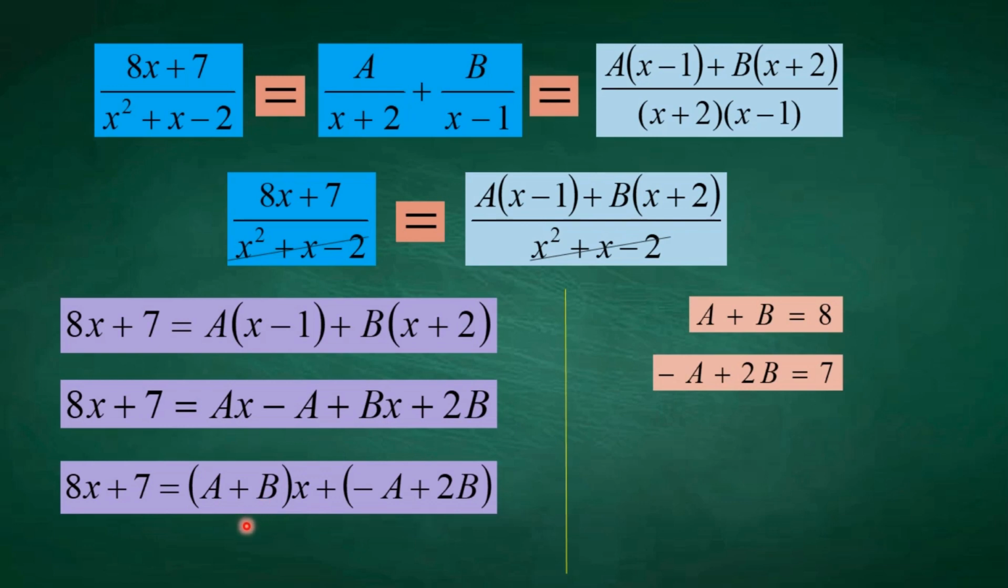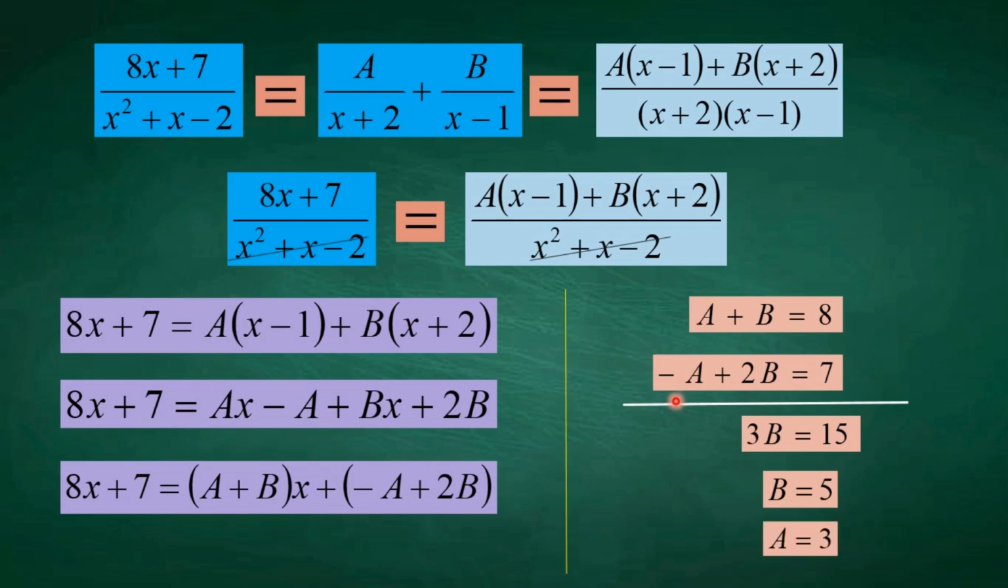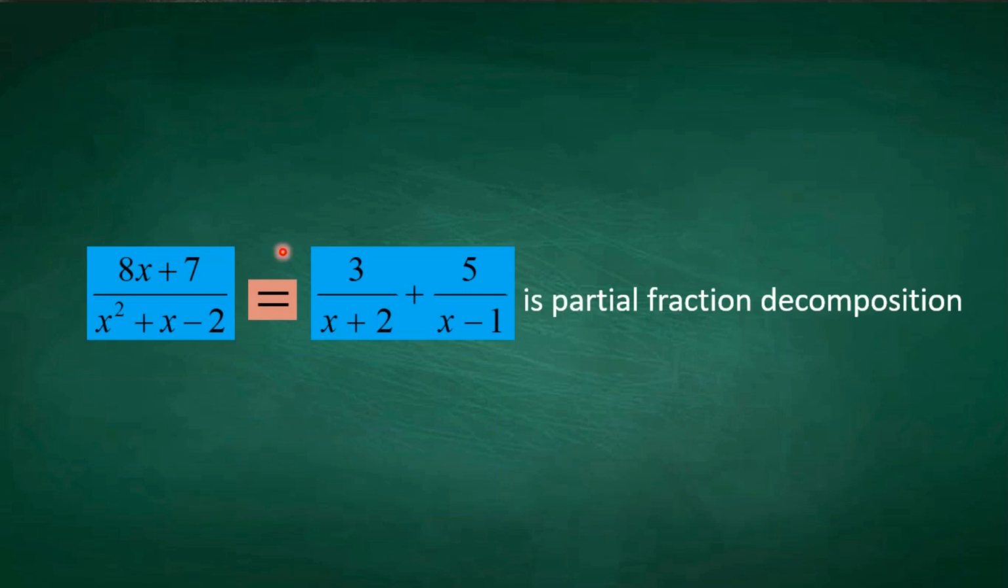Alright, and now if we solve these two simultaneously, you end up getting the value of b as 5, and if you substitute it in the first equation or the second equation, you will get the value of a as 3. Alright, so our process is done. So we can say 8x plus 7 over x squared plus x minus 2 is nothing but the sum of 3 over x plus 2, 3 is the value of a, plus 5 over x minus 1, 5 is the value of b. So this is known as partial fraction decomposition.